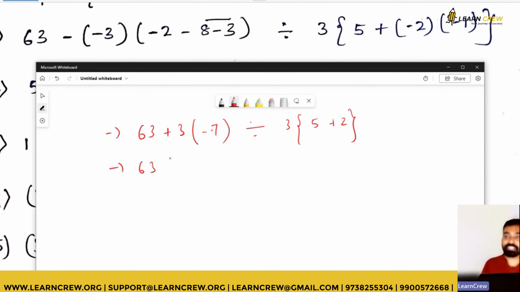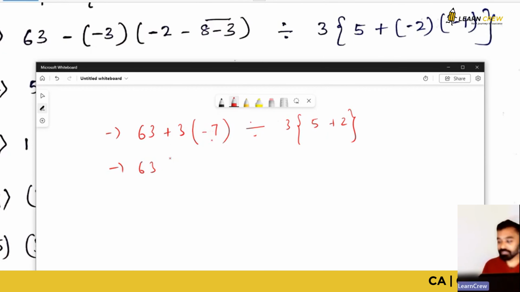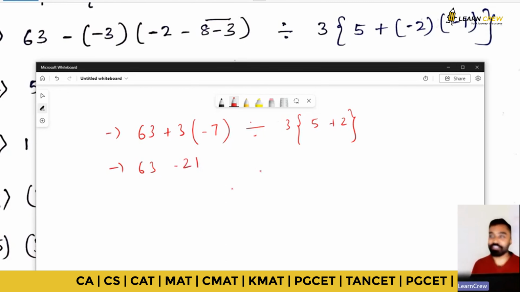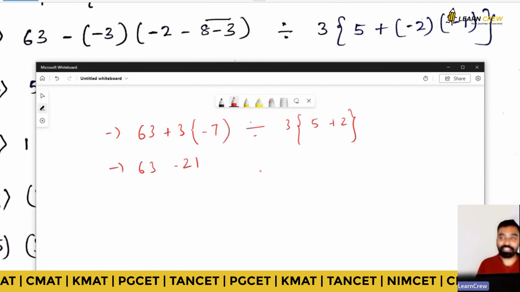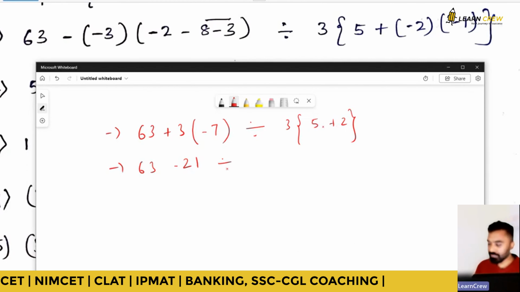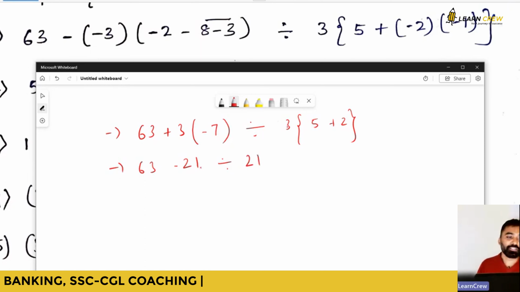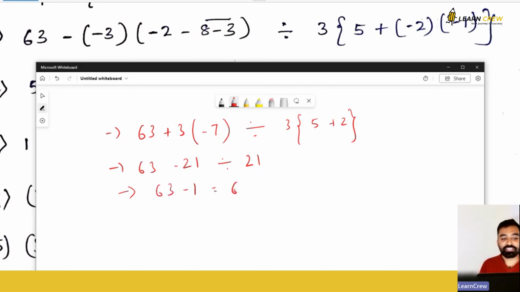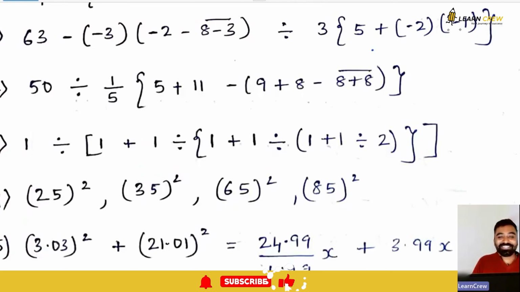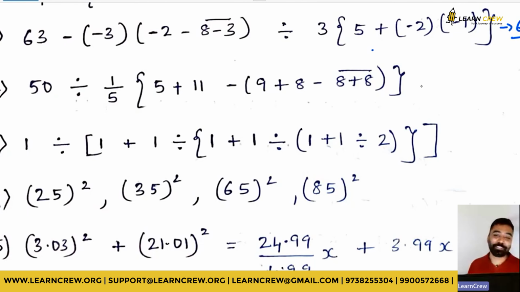3 into minus 7 is? Inside the brackets, you need to solve everything first. So it is nothing but multiply. It becomes minus 21 divided by 3. 5 plus 2 is 7. 7 into 3 is 21. Now you need to divide. So 21 divided by 21 is 1. 63 minus 1 is 60. Okay, all got it? Not 2, not minus 2, not minus 22. Simplification. Okay, 12th one.